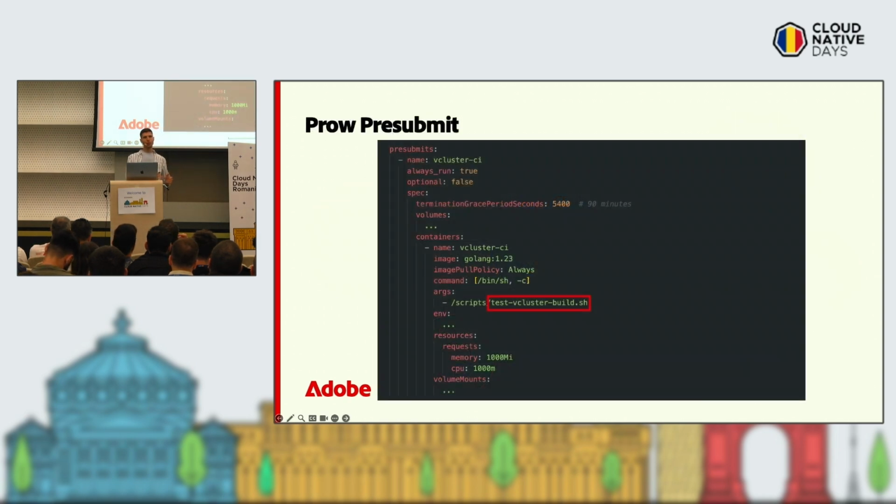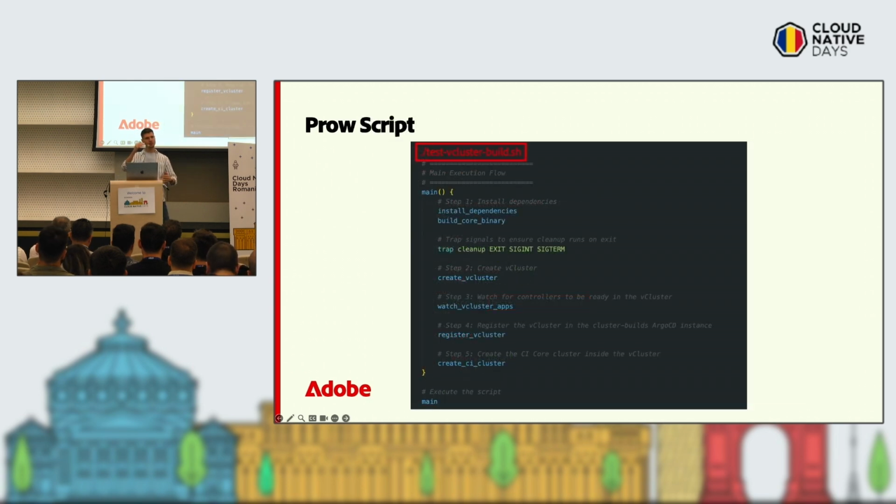In terms of pull request checks, we can define several pre-submit jobs in the style of Kubernetes pods. For example, for our vCluster CI check, we build a pod with a container starting from the Golang image, which executes a test script called test vCluster build. The script looks like this. It has several steps. First, to install some dependencies and build a custom written Go library that will allow us to execute some custom code for the cluster build workflow.